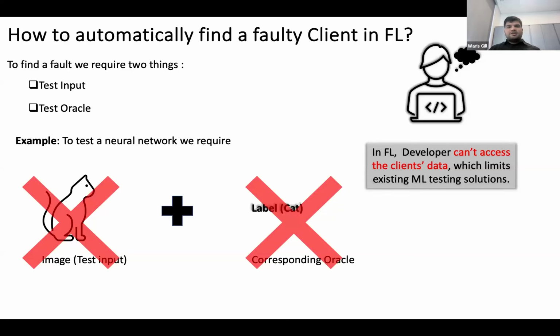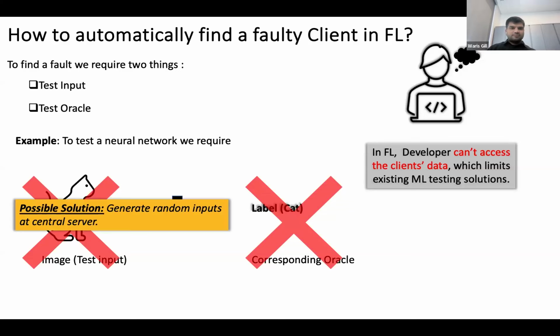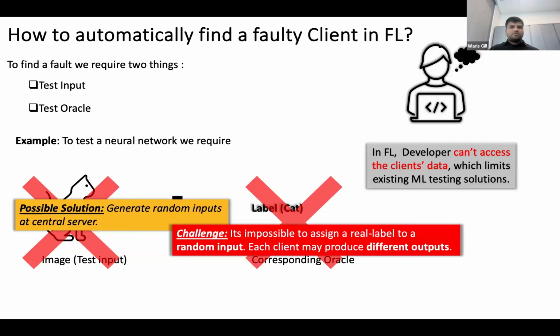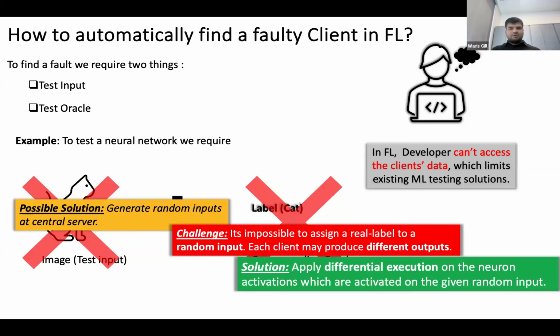And due to this, the existing ML testing and debugging solutions are inapplicable in federated learning. One quick solution is to generate random inputs at the central server and test the neural network, basically the global model. However, it's impossible to assign a real label to a random input because each client may produce a different output on a randomly generated input at the central server.